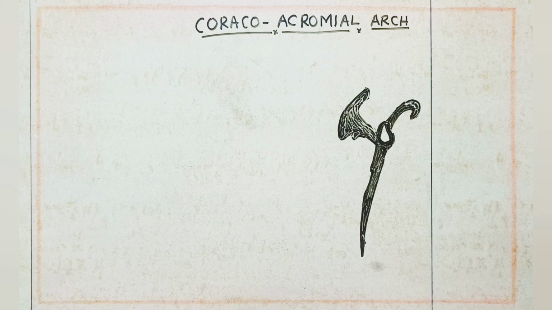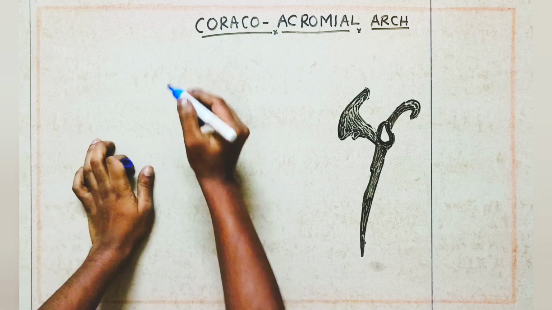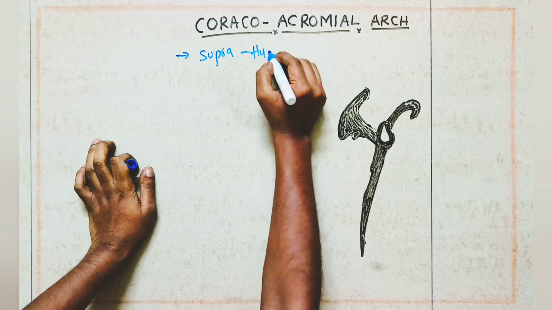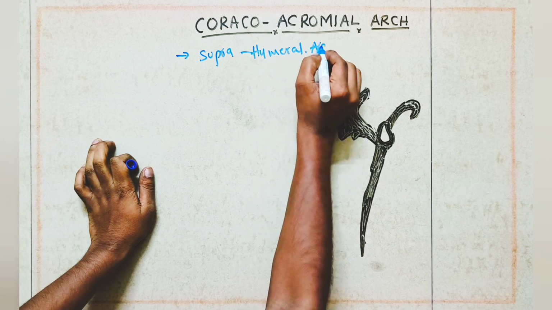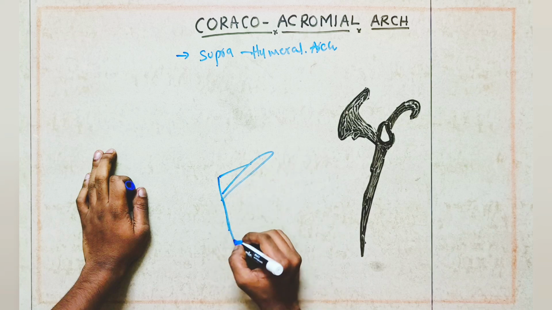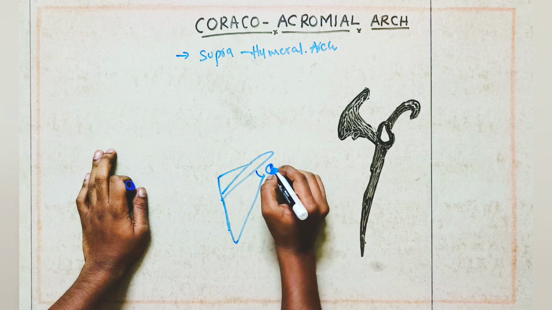Coracoacromial arch. This coracoacromial arch is also called the suprahumeral arch. Suppose we take this as a scapula. This is a posterior view of the scapula. Here we will have the head of the humerus.